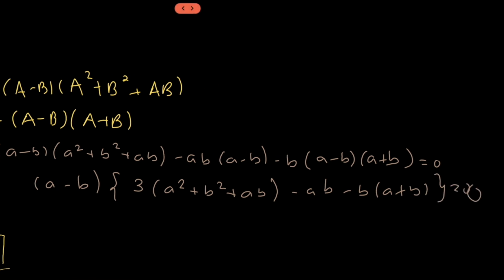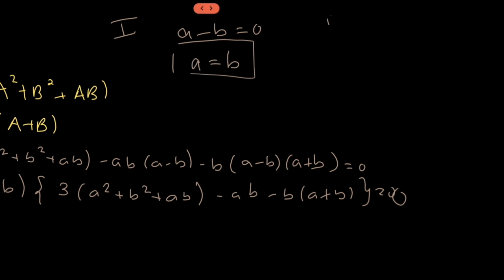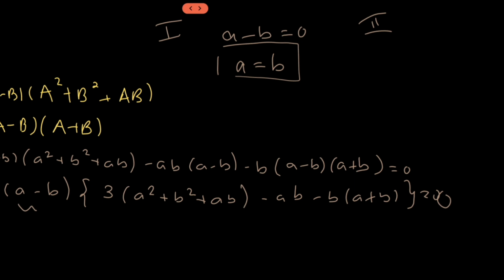So now I can see that we have 2 factors and the multiplication of them is giving us the result equal to 0. So either this factor is 0 or this factor is 0. Let us see the first case in which we take a minus b equal to 0, and this thing over here can be anything. So if a minus b is equal to 0, we get a equals b. Now let us see the second case in which we equate this as equal to 0 and assume that a minus b can be anything.